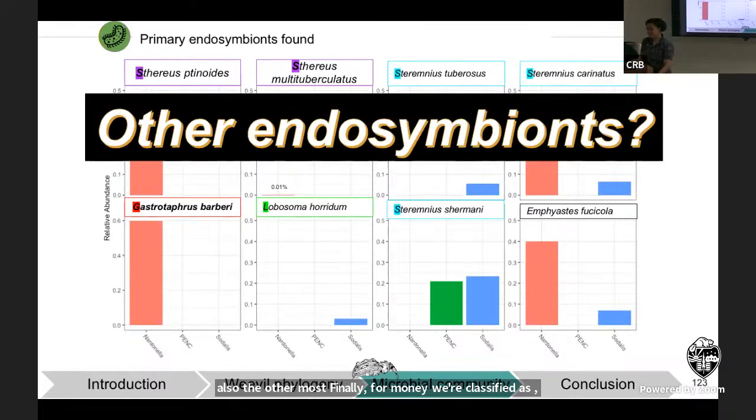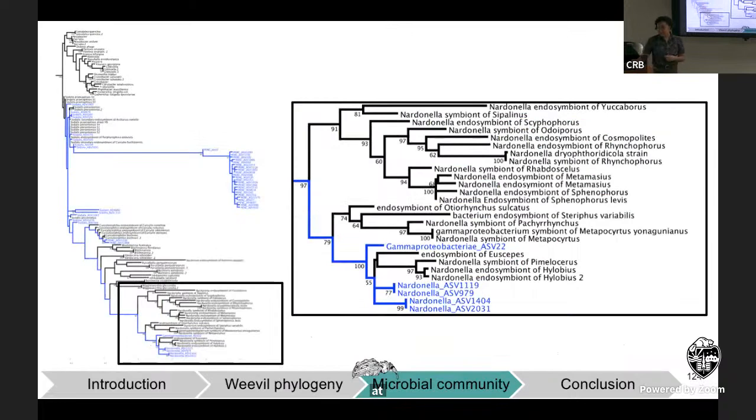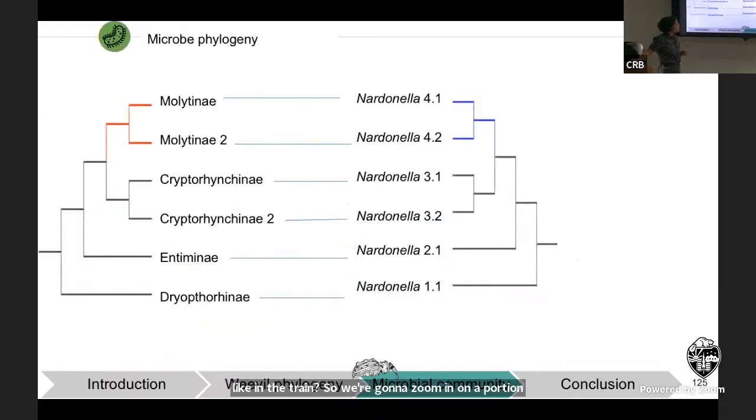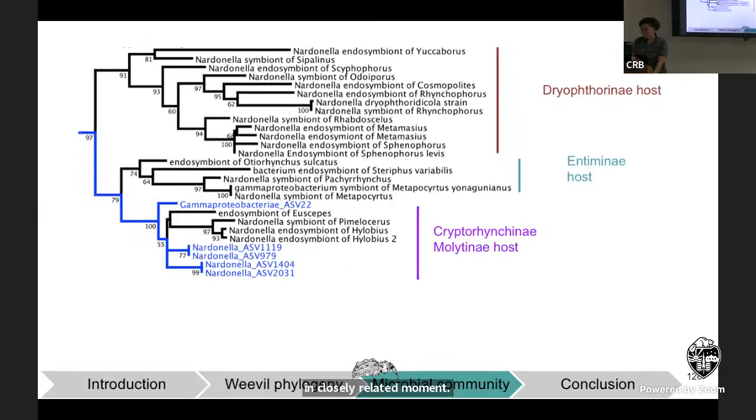Great. What about other endosymbionts and what that looks like in the tree? So we're going to zoom in on a portion that has Nardinella. And I just want to remind you that we were expecting that maybe Nardinella might be closely related. Nardinella would be housed in closely related molotine weevils. And what we ended up finding was that was mostly the case.